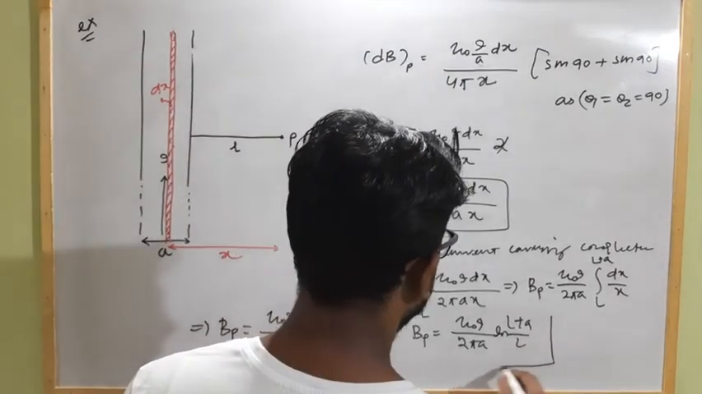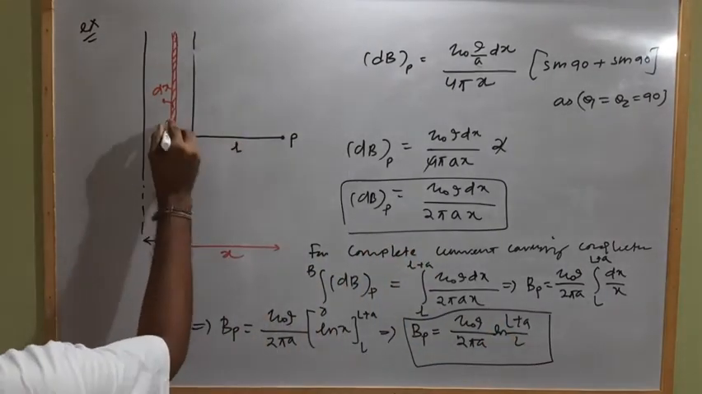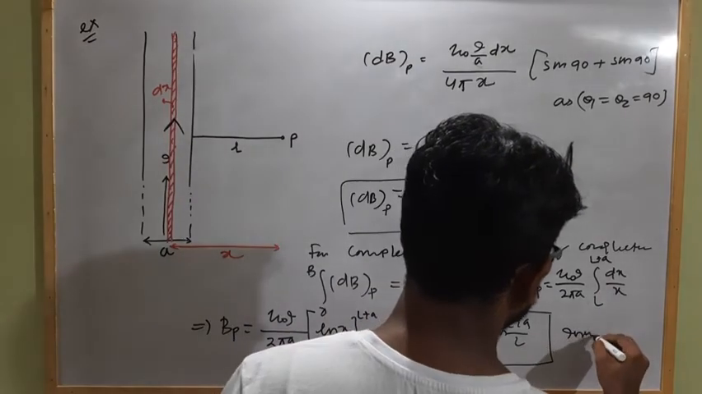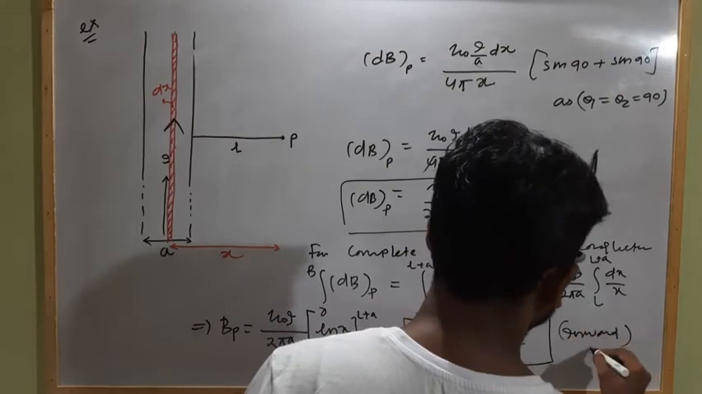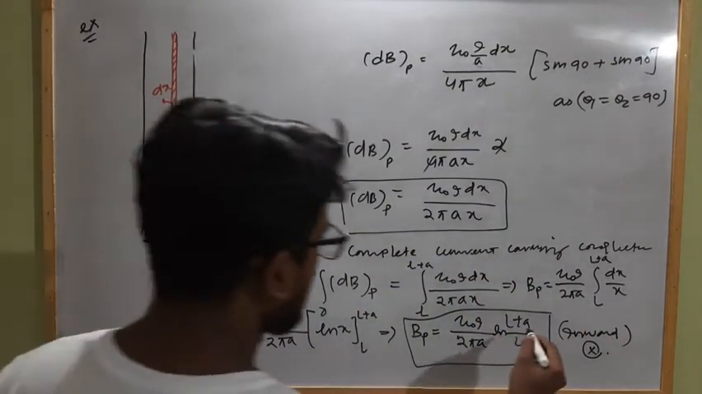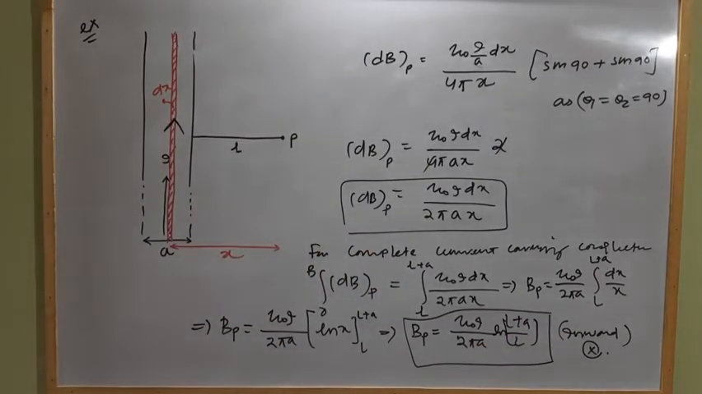So this is the expression for net magnetic field strength at point P, and its direction, if current is flowing like this, will be inward. Clear? Ln of L plus A by L. Okay.